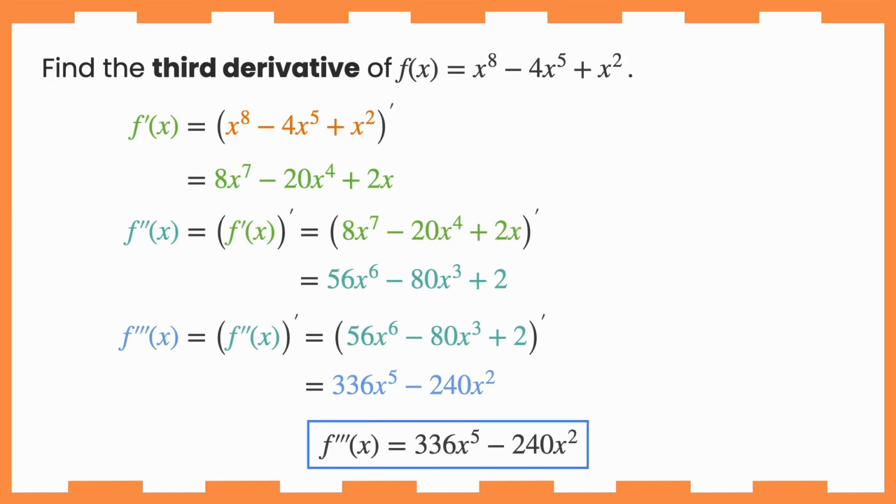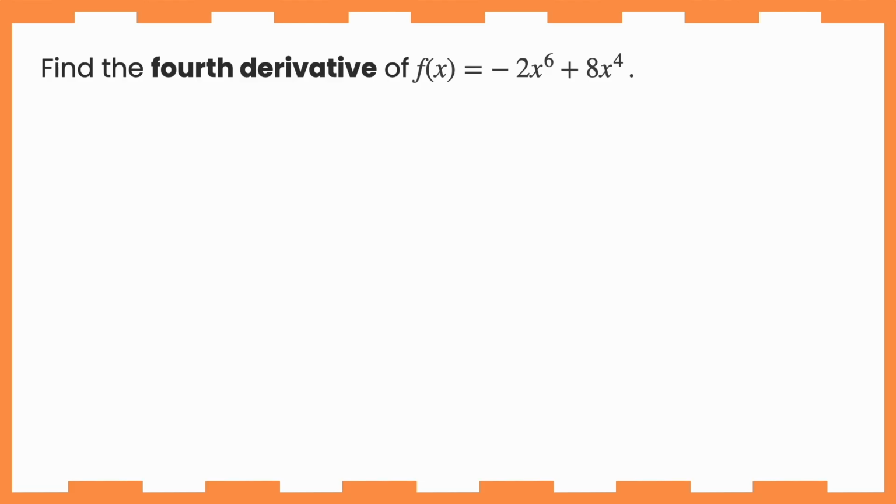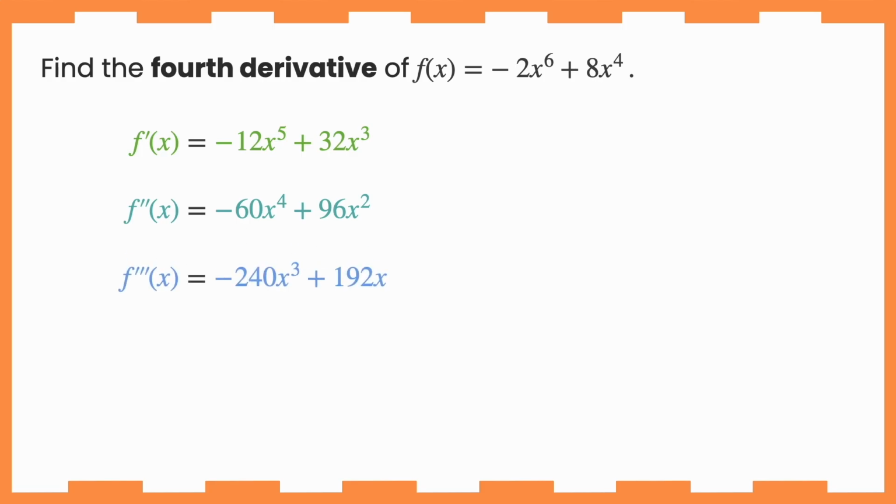Let's try one more together. How can we find the fourth derivative of negative 2x to the 6th plus 8x to the 4th? Let's differentiate it 4 times. The first derivative of negative 2x to the 6th plus 8x to the 4th is negative 12x to the 5th plus 32x cubed. The second derivative is negative 60x to the 4th plus 96x squared. The third derivative is negative 240x cubed plus 192x. And so, the fourth derivative is negative 720x squared plus 192.